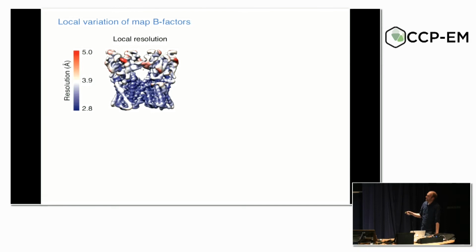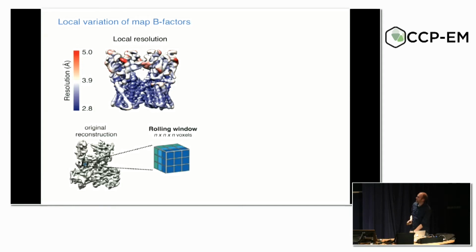So if you look again at a map here that varies in local resolution, the question is, if we now estimate B factors in a local way, do they also vary across the map? You would intuitively say yes, but we of course have to check that. And you can do this in the very same way.